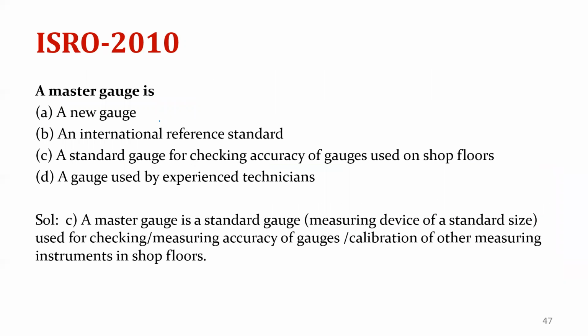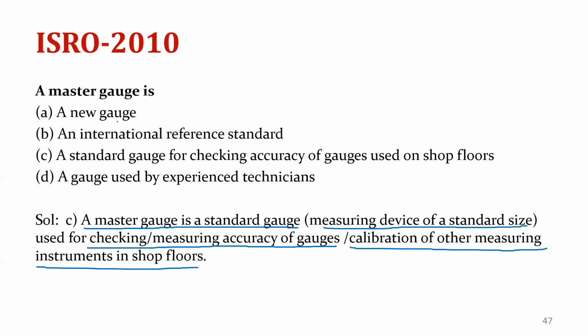A master gauge: you need to understand what a master gauge is. A master gauge is a standard gauge or a measuring device of standard size used for either checking or measuring the accuracy of gauges or calibration of other measuring instruments in the shop floors. So it is not a new gauge. It is not an international reference standard. A standard gauge for checking accuracy of gauges used in the shop floors. This is also wrong.